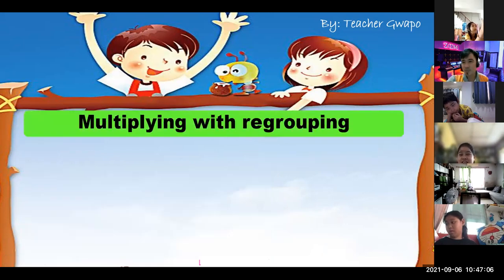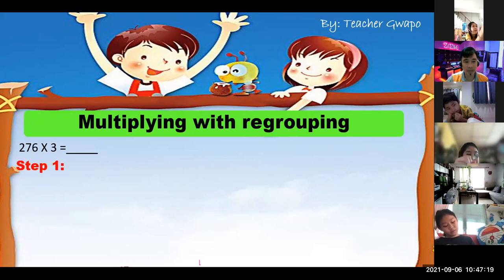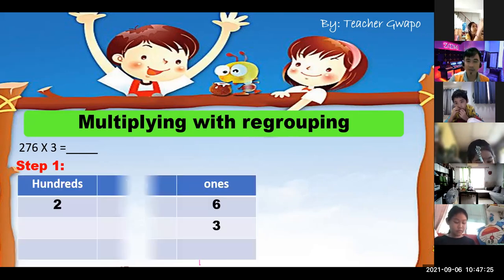Now here, we will multiply numbers with regrouping. Okay, we need to regroup. Example, 276 times 3. Step number 1, the same as in numbers without regrouping.